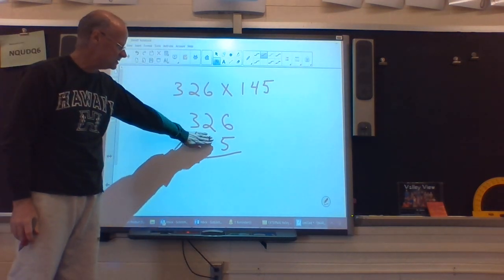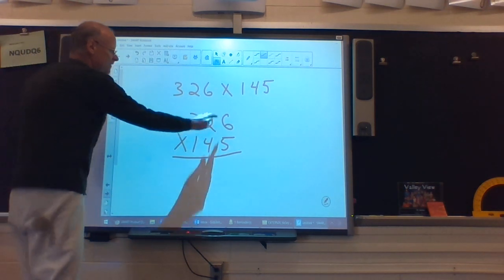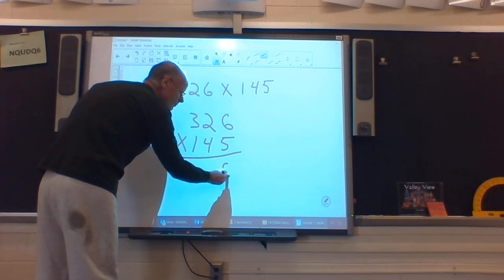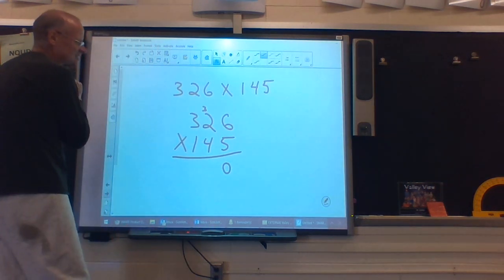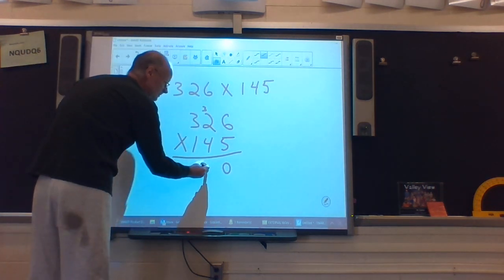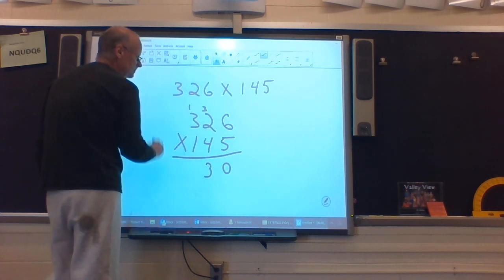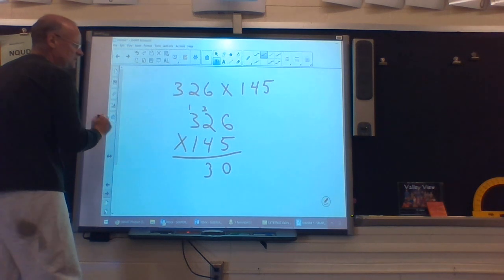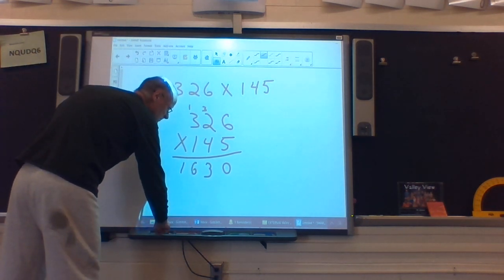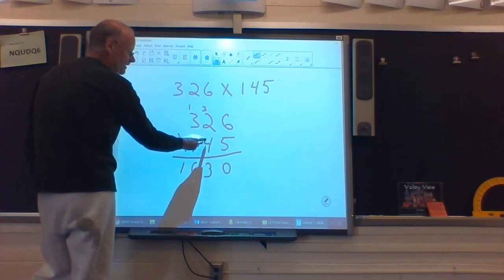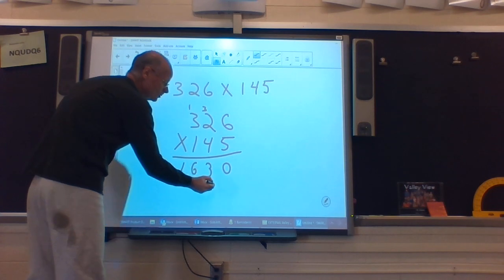I'm going to forget about these two numbers and just do my multiplication by 5 first. 5 times 6 is 30. Put down my 1s, carry my 10s. 5 times 2 is 10, plus 3 is 13. Notice how I'm keeping my columns nice and neat. Put down my 1s, carry my 10s. 5 times 3 is 15, plus 1 is 16. Now, I'm done with the 5, I'm going to go multiply by the 4, and of course that 4 is a 40, not a 4.